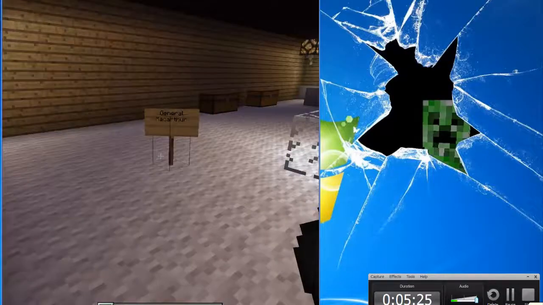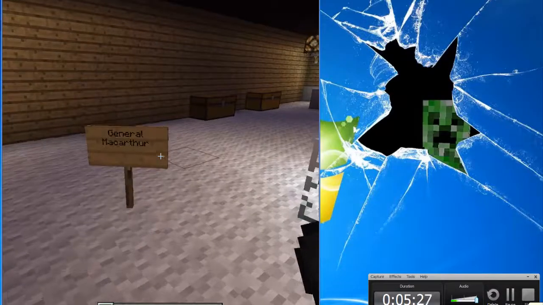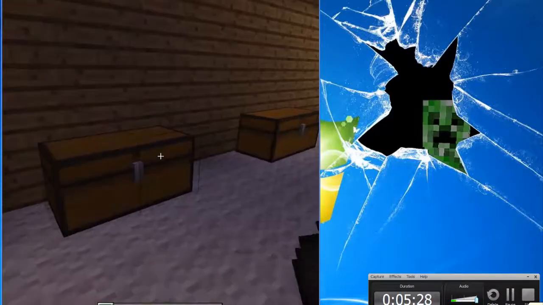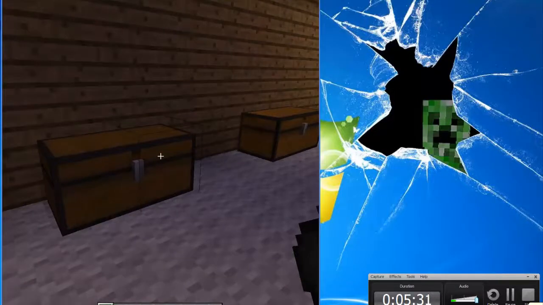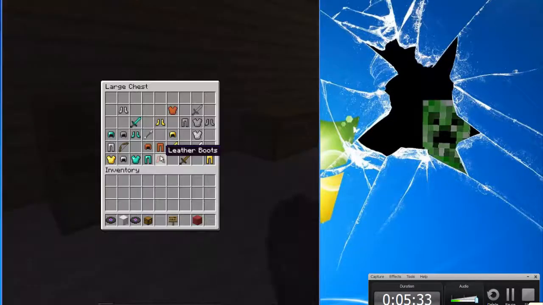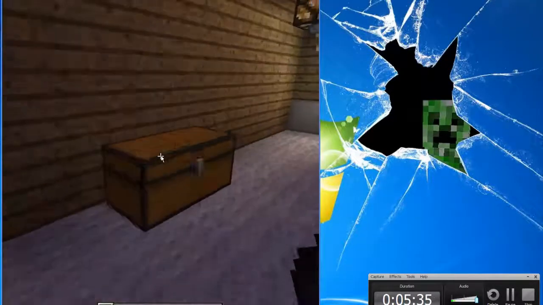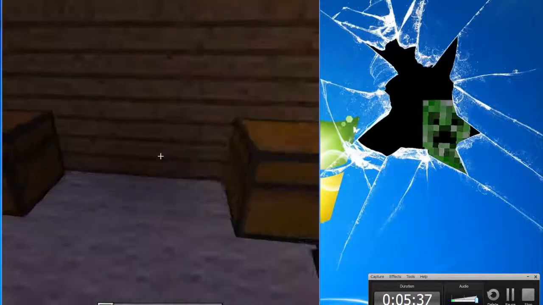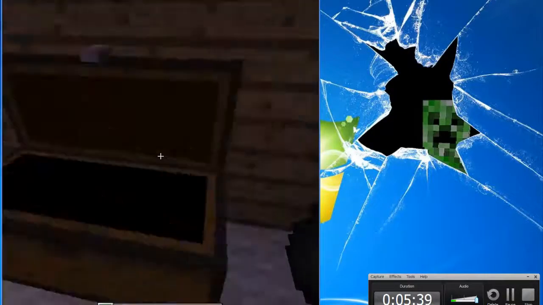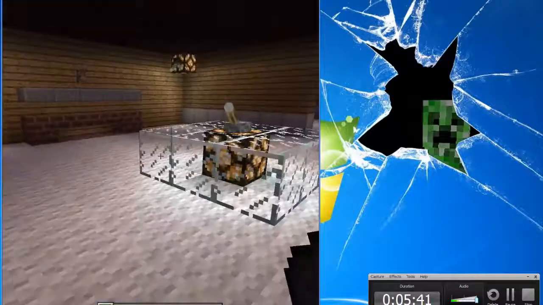This room is General MacArthur's room. This room is important because I considered General MacArthur a war hero, because they stated that in the book. Right here, large chest. But this right here has special armor. Otherwise, it's a plain room.